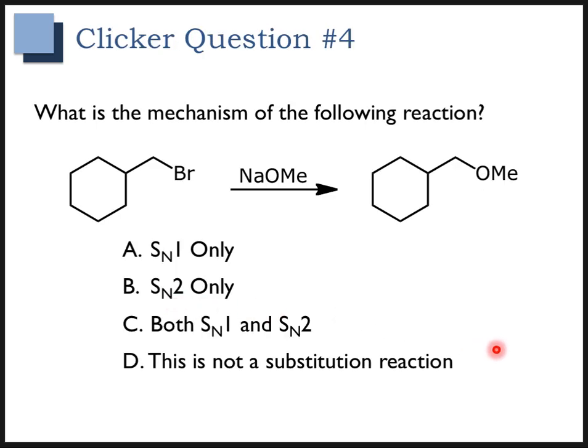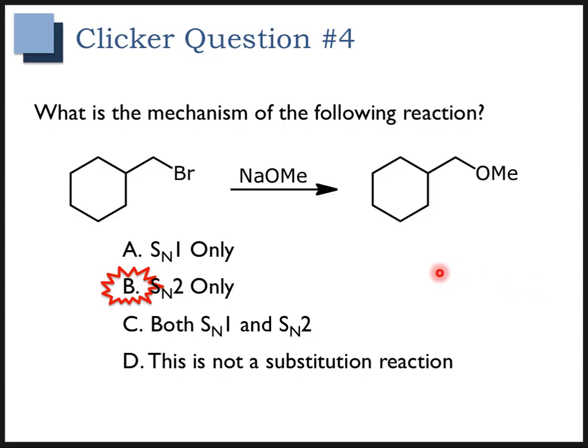So why don't you try a clicker question here and see if you can figure out what mechanism this reaction is going to undergo. Hopefully you got B. This is a primary alkyl bromide, and primary substrates can only undergo SN2. If it were secondary, it could potentially also undergo SN1.